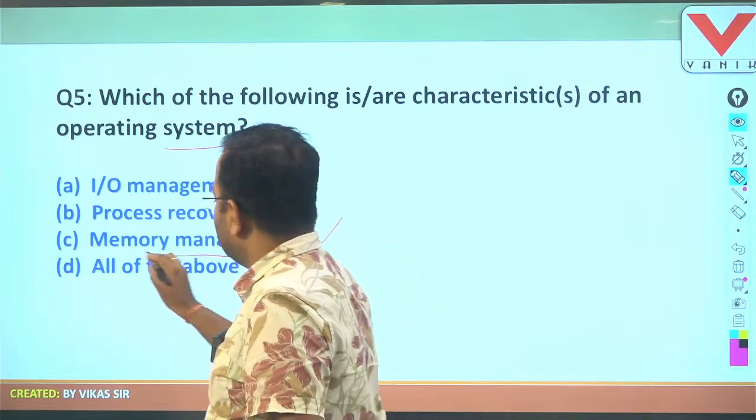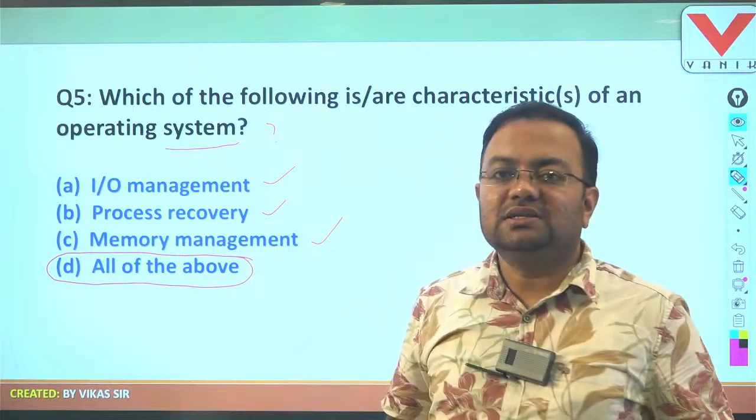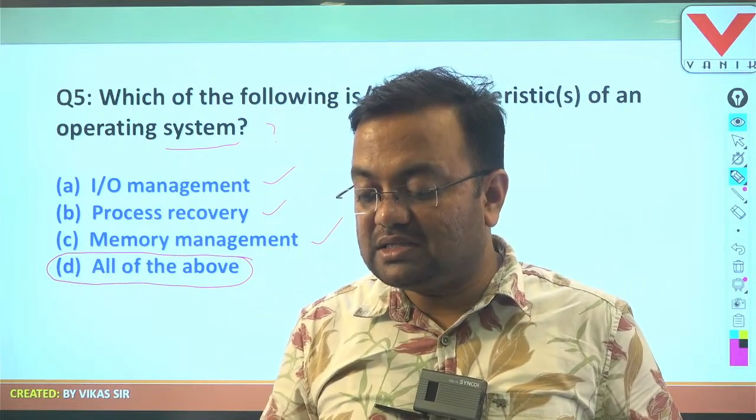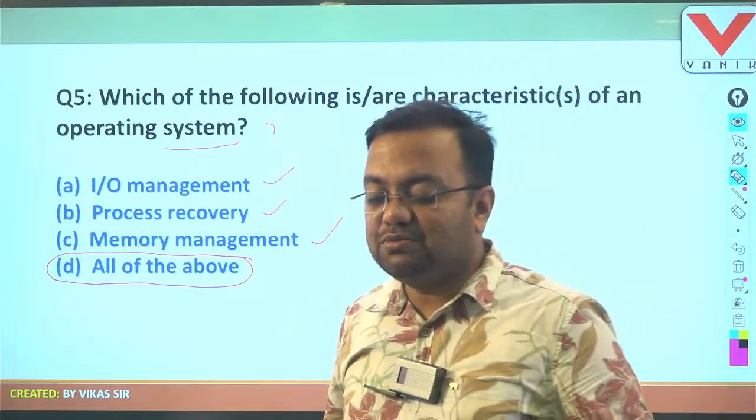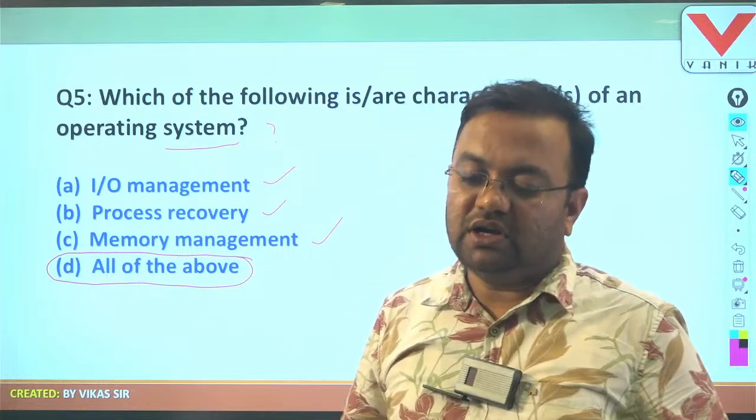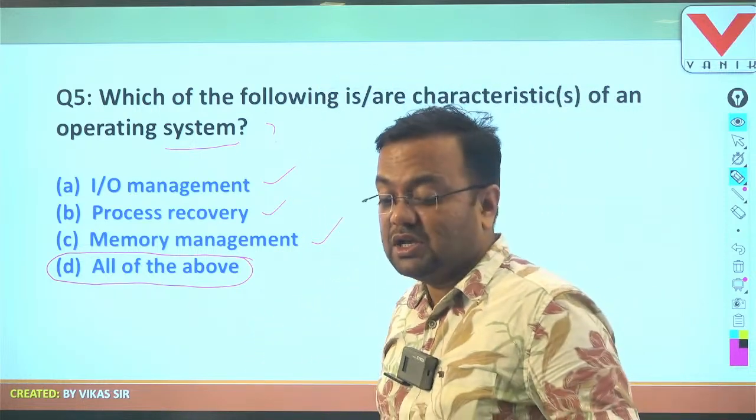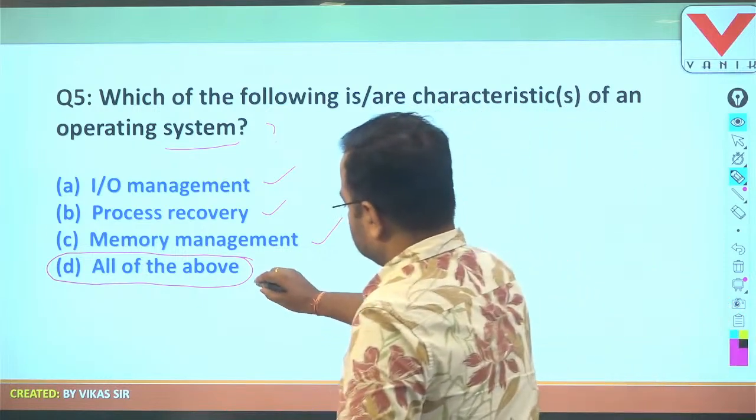So that's why answer is all of these above, because operating system is the manager of the computer system and it manages all the resources of our computer. So whether it is input output, it manages, whether it is CPU, it is managed, whether it is memory, it can manage. So question number 5 answer is D, all of these.